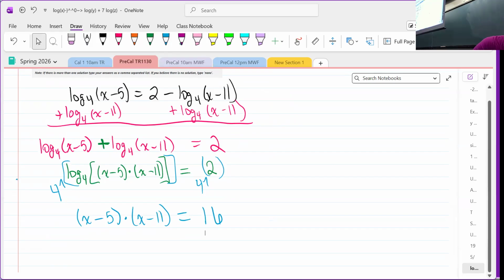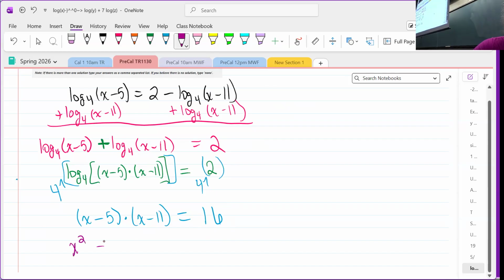And now I have a quadratic equation. And it's factored, but it's not equal to 0. So it's real tempting here to say, oh, x minus 5 equals 16 or x minus 11 equals 16. No, we can only do that split property when it's equal to 0. There's an infinite number of ways I can multiply stuff to get 16. So it could be 1 and 16, or 2 and 8, or 4 and 4, or 32 and a half. Too many ways to multiply to 16. So instead, we're going to have to FOIL this thing out.